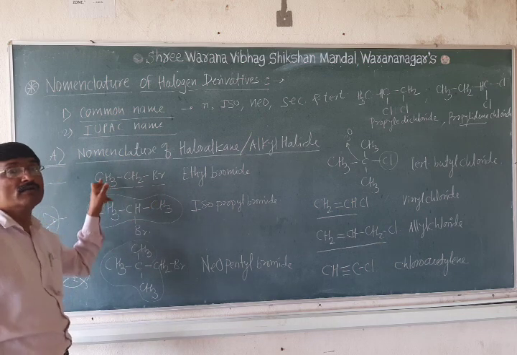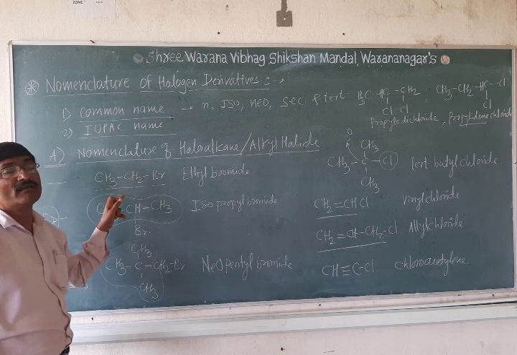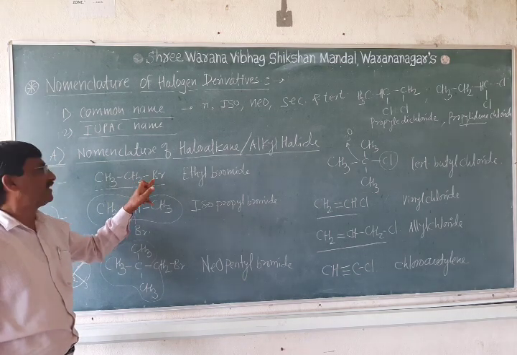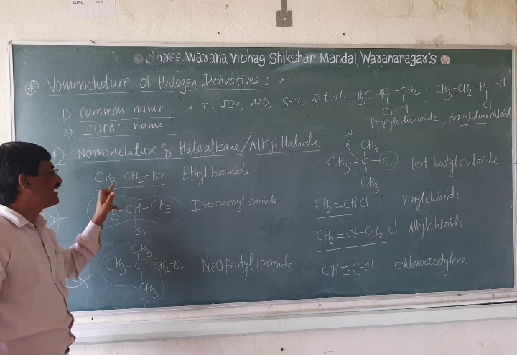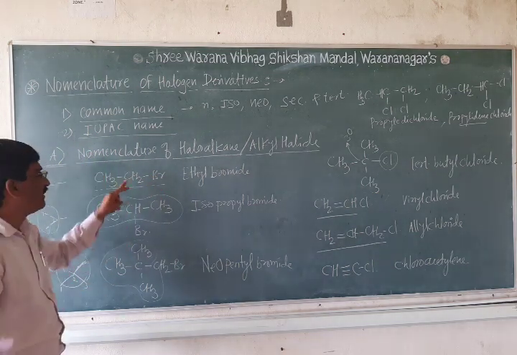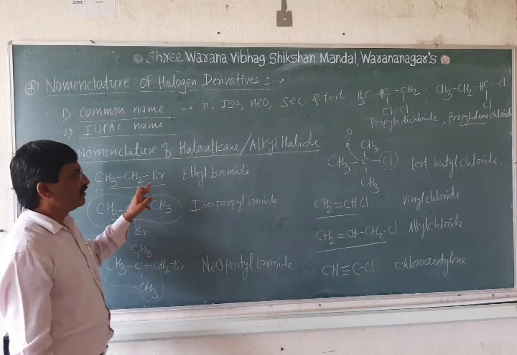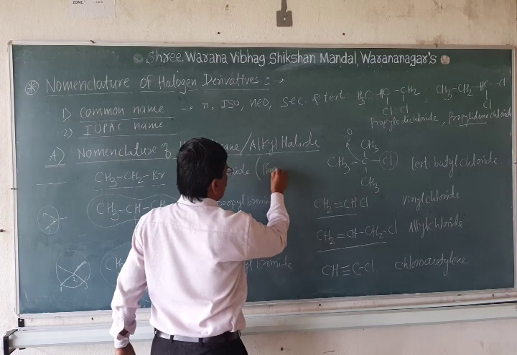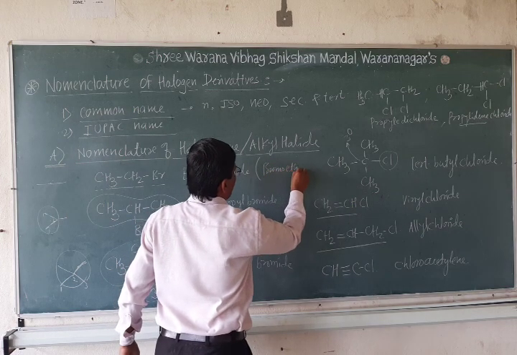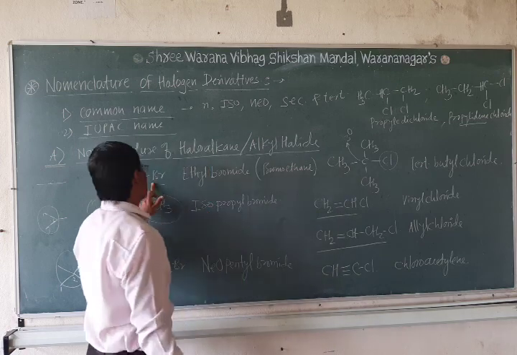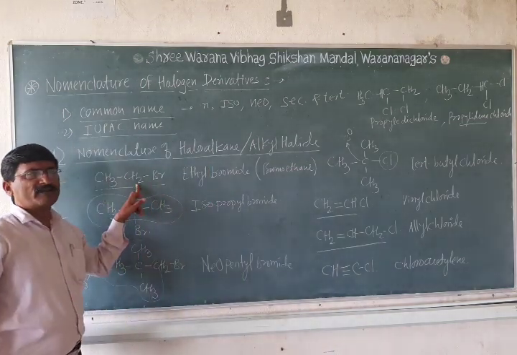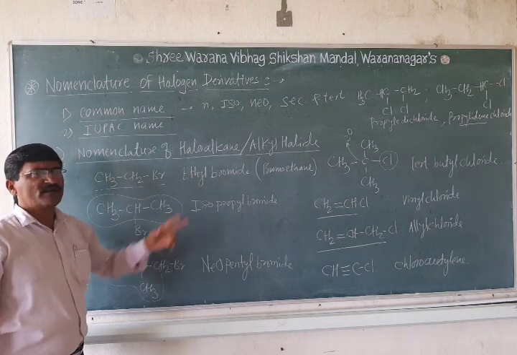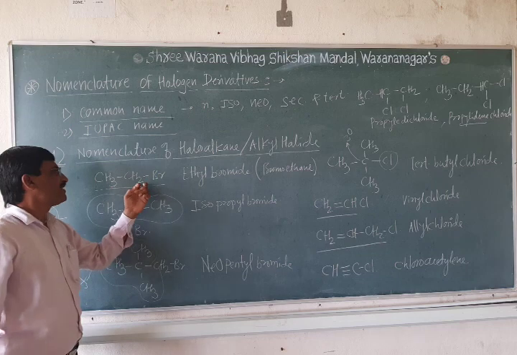In the IUPAC name system, we have to write the name of such a compound as haloalkane. That means bromo. The alkane, as it carries 2 carbon atoms, is ethane. Therefore, the name of that compound is bromoethane. As it is attached to the first carbon atom, it is not necessary to write the 1, and that's why bromoethane is the IUPAC name of that compound.